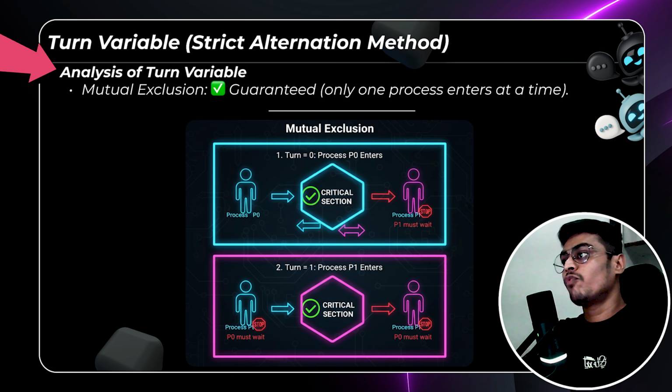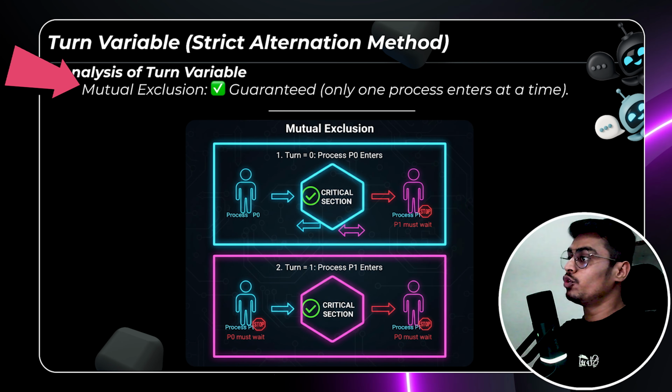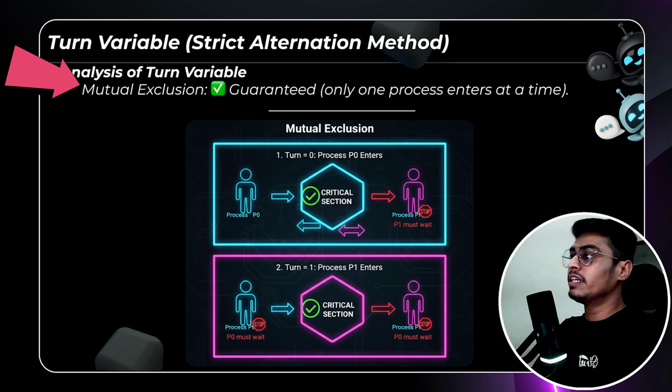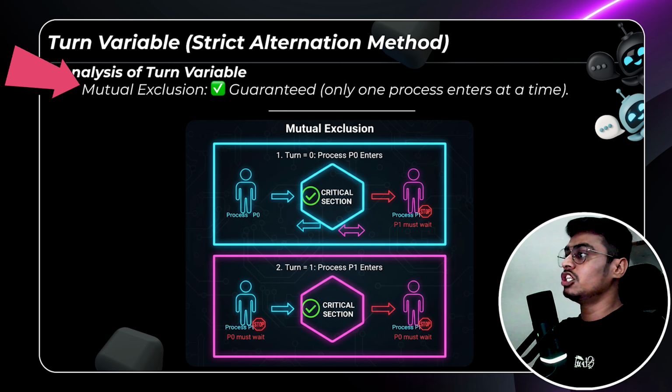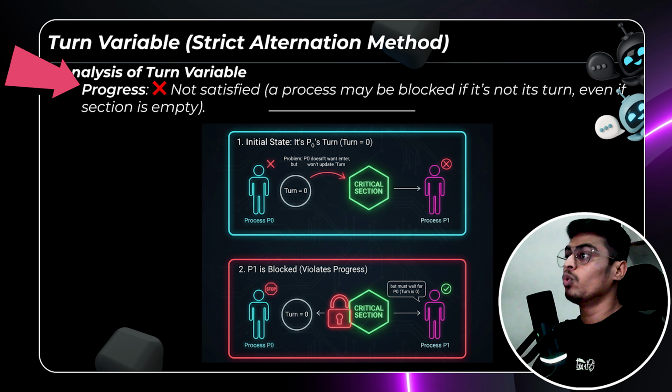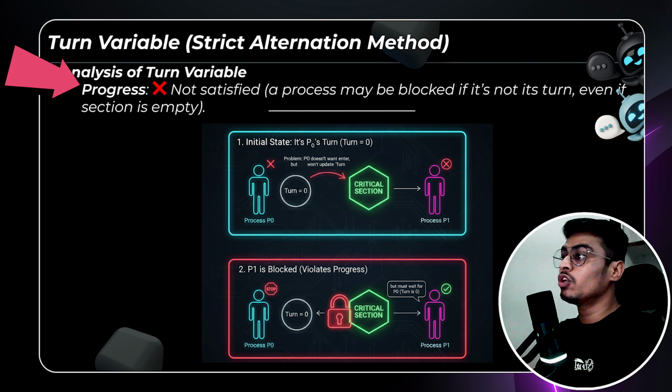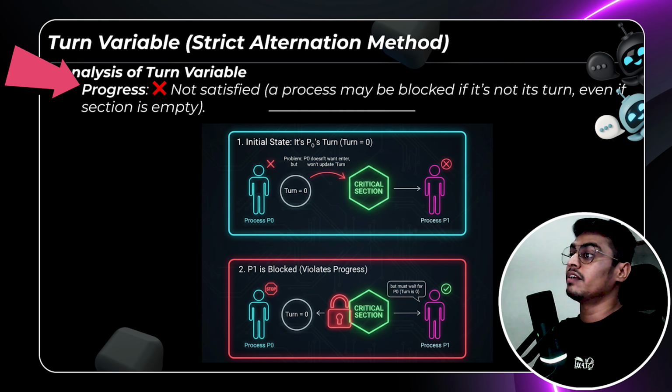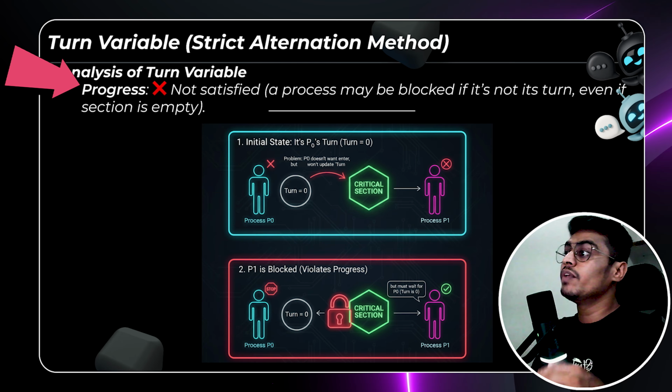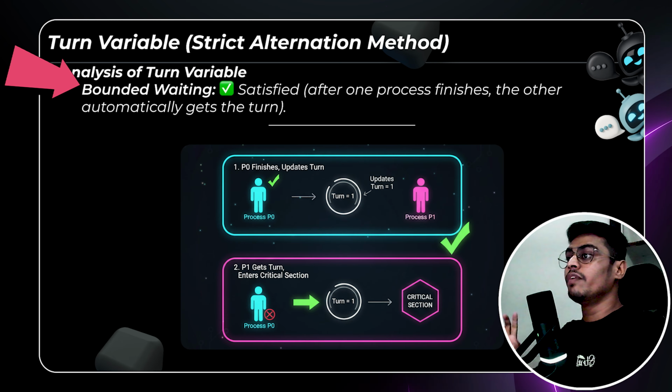Now analysis for the turn variable. It provides mutual exclusion, guaranteed. If one process is inside, the other cannot enter because the turn variable prevents it. So mutual exclusion is achieved. Now is progress achieved? No, it is not satisfied. Even if the critical section is empty, a process might not be able to enter if it's not their turn. For example, if turn is equal to 0 but only P1 wants to enter, P1 will be blocked even though the critical section is free.